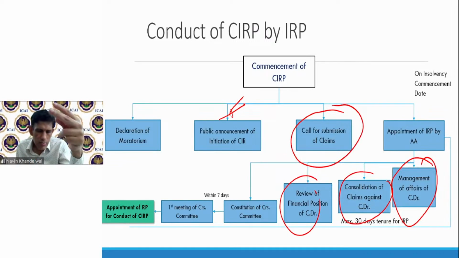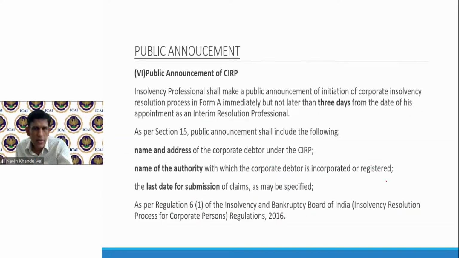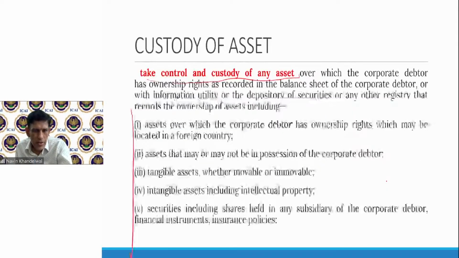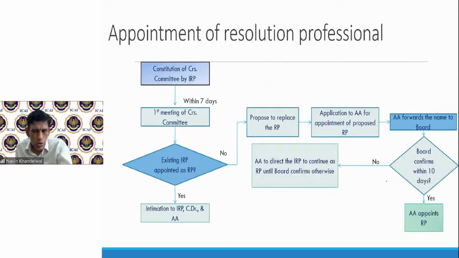So three questions are very important: the function of the IRP, the period of appointment of the IRP, who will appoint the IRP, and also claims, submission of claims, public announcement, and so on. I hope things are clear till now. Any questions?